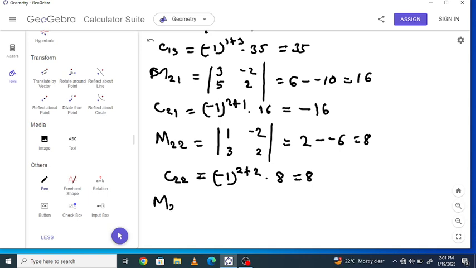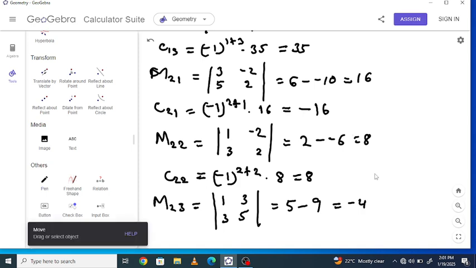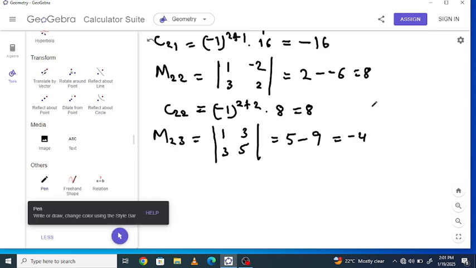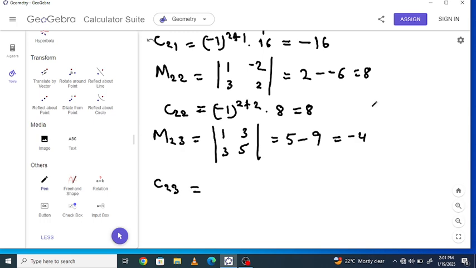We move to M23, deleting row 2, column 3. We have 1, 3, 3, 5. When you get the determinant, it gives you 5 minus 9, which is negative 4. And our cofactor C23 will be negative 1 power 2 plus 3 times negative 4, which gives us 4.